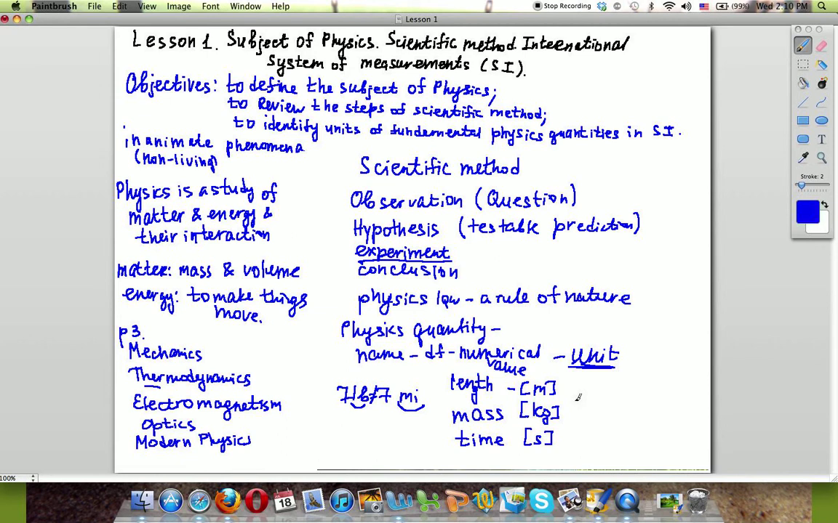The meter is about 3 feet. If we need to express quantities that are bigger or smaller than the basic unit, we're going to use prefixes. The international system has several prefixes that express units that are higher or lower than the basic unit. The prefixes are based on powers of 10, and you can find all of them in table 1-2 in the textbook. These are the ones that you have to memorize.